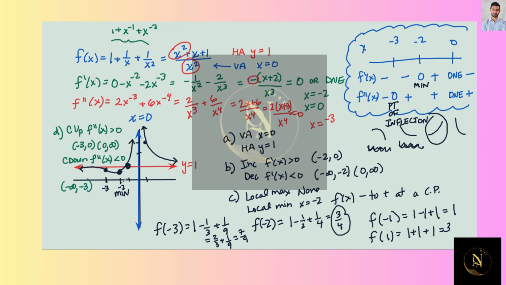Whew, okay, did we do everything? Point of inflection, we already knew came at -3. Right here is our point of inflection. That was at (-3, 7/9). Okay, did we get everything? I think we got everything.